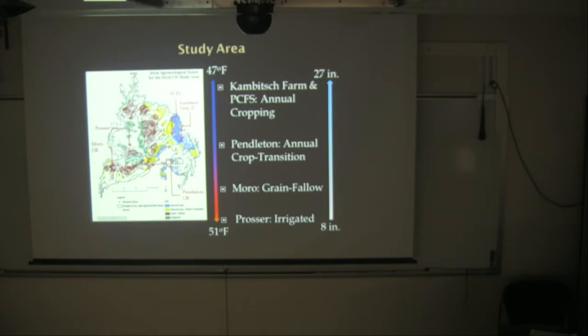As you can see, I've depicted here, these sites span a range of mean annual precipitation and mean annual temperature gradients. The wettest site being Cambridge at 27 inches, down to Prosser, the driest site at 8 inches, and then mean annual temperature inversely related to this gradient, with 47 degrees at Cambridge up to 51 degrees average mean annual temperature at Prosser.